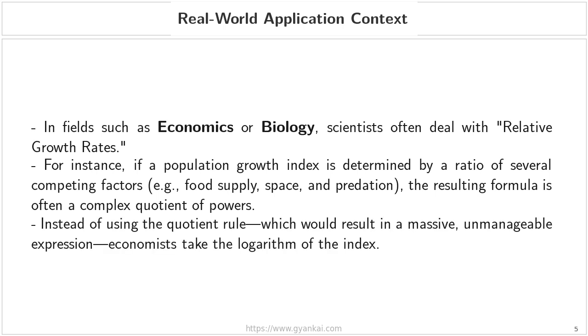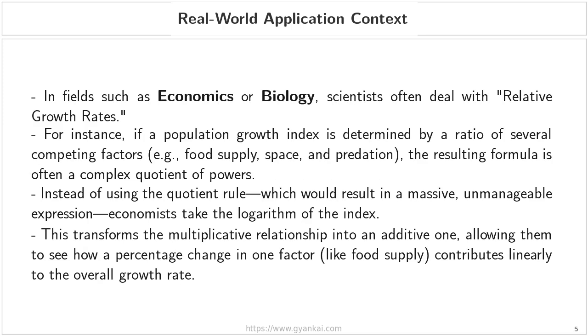Now, if a researcher were to apply the standard quotient rule to such a function, they would be faced with a massive and unmanageable algebraic expression, which significantly increases the likelihood of making a mistake. This is precisely why economists and biologists choose to take the natural logarithm of the index instead.